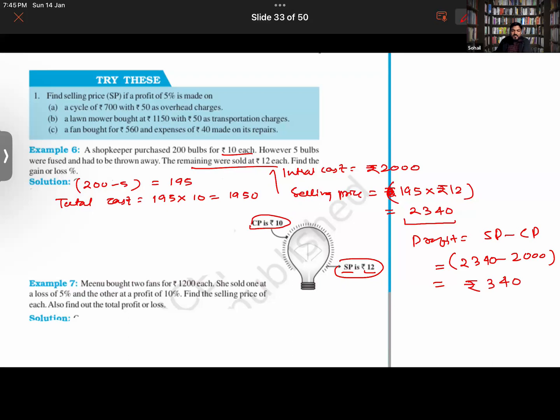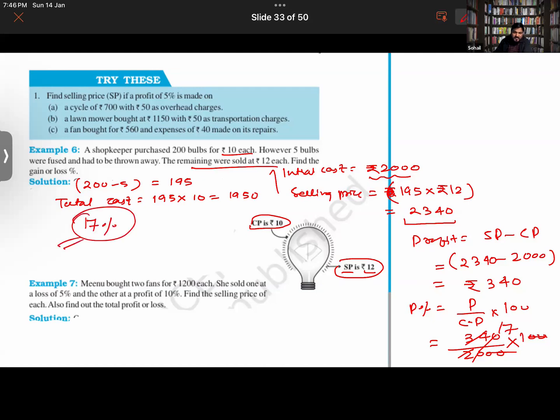Now we need to find the profit percent. Profit percent is profit upon cost price into 100, that is rupees 340 upon the initial cost price of rupees 2000, into 100. So you are getting 17%. So yes, he is making a profit and the profit percent is 17%. Hope that is clear to everyone.